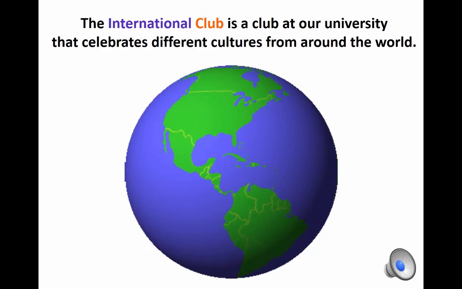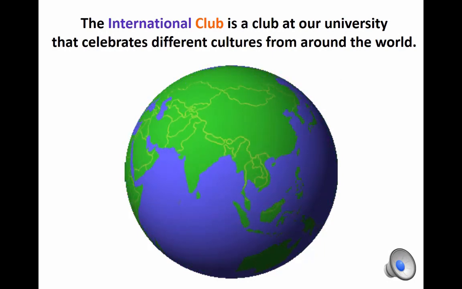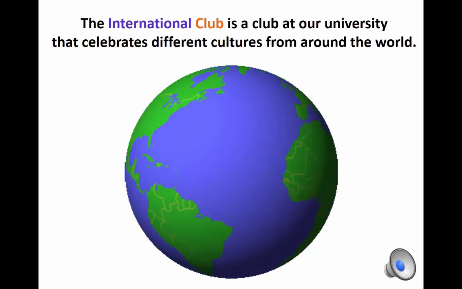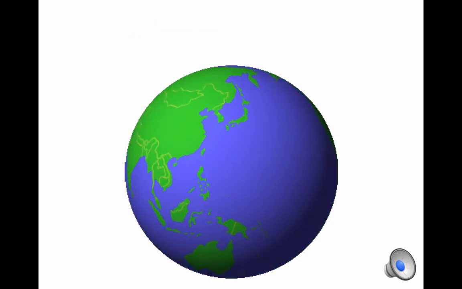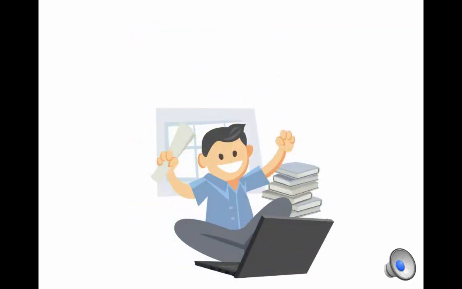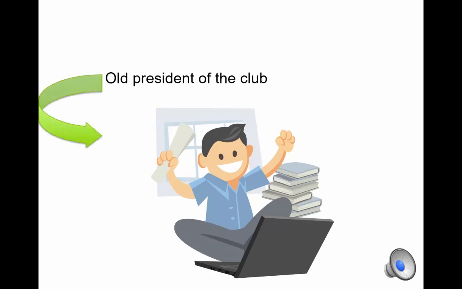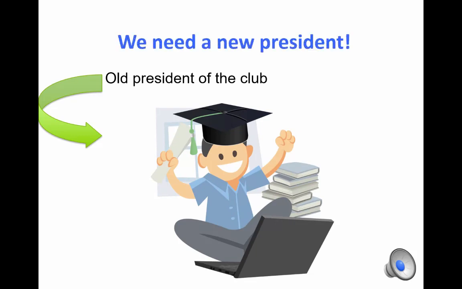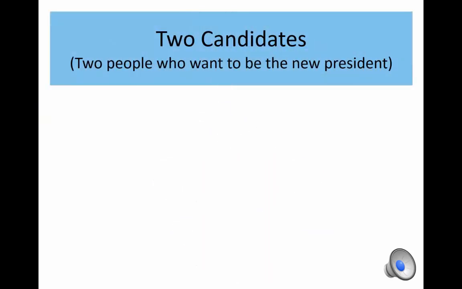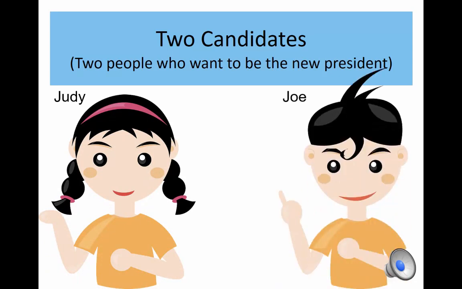The International Club is a club at our university that celebrates different cultures from around the world. This is Henry. He was the old president of the club, but he just graduated. So we need a new president. Luckily, there are two candidates for the position, or two people who want to be the new president. Judy and Joe are both running for the position.